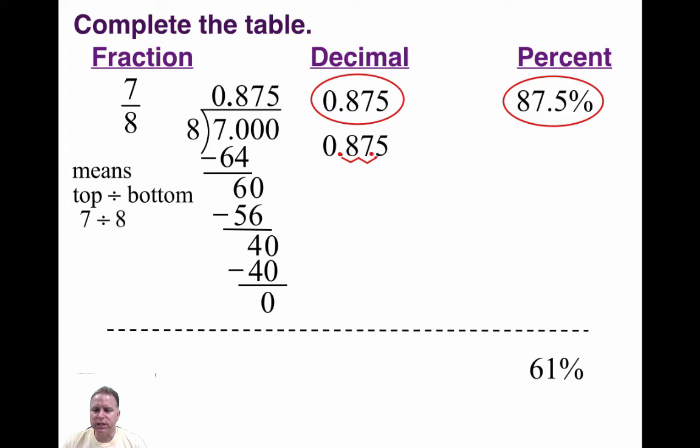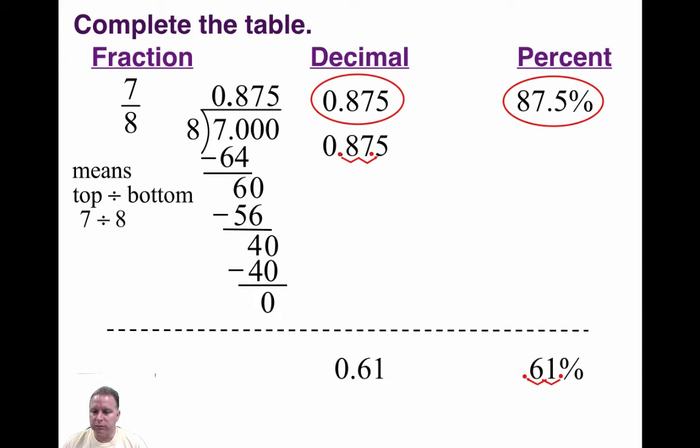Here's 61%. Would you take a moment and convert it into a decimal and a fraction? Pause the video if you need to. Okay, so to change this into a decimal, first of all, you have to find the decimal point. If you don't see it, it's in the back. And we move 2 spots, 1, 2. And that gives us 0.61.